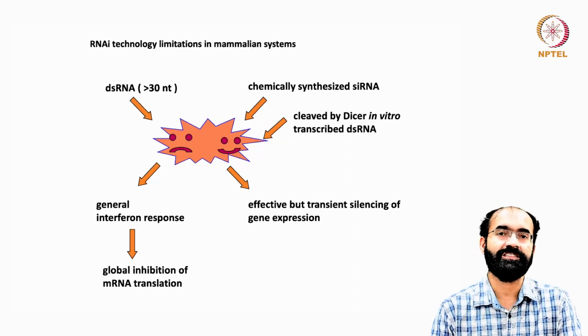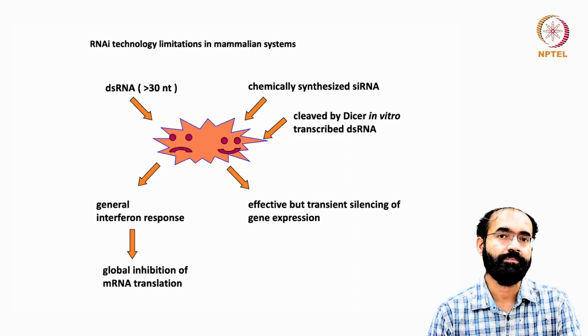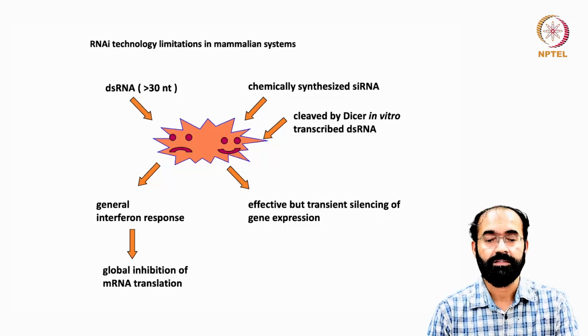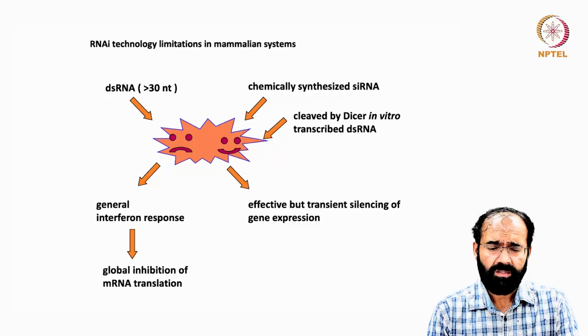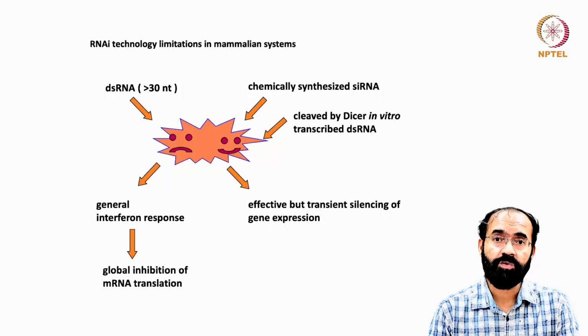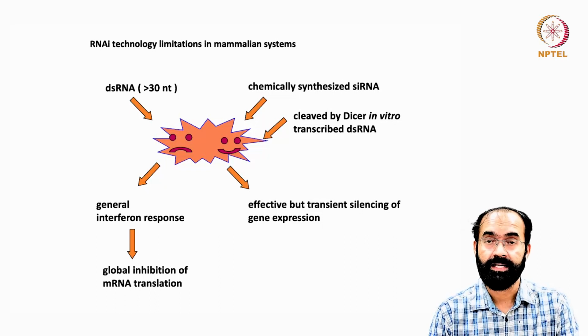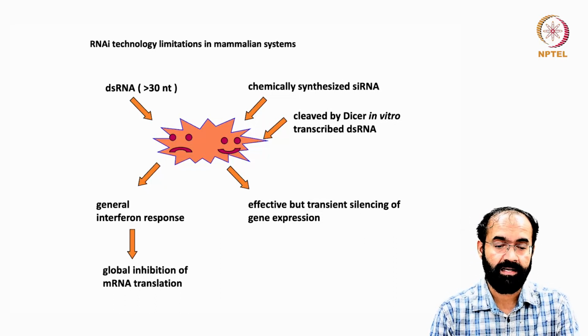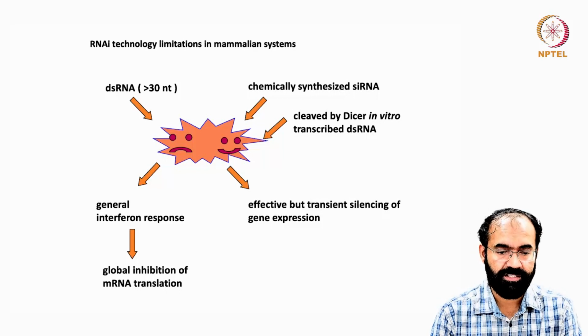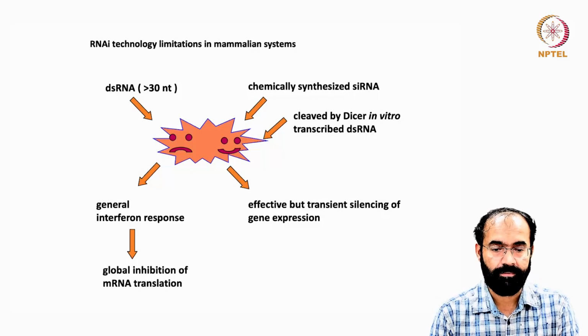So there are different strategies. So one of them, what I was mentioning, that's what governments will do. So the interferon response is triggered if a more than 30 nucleotide double-stranded RNA is present in a cell, then a global inhibition of mRNA translation takes place.